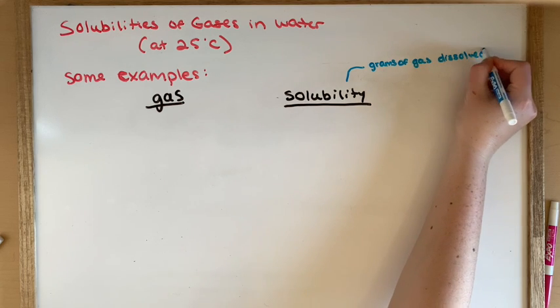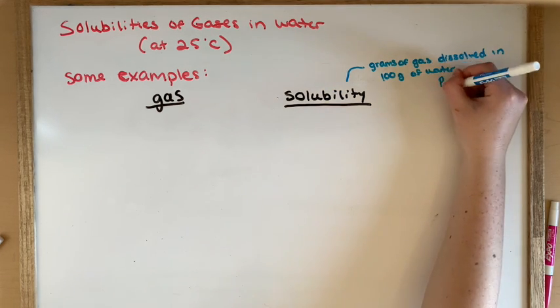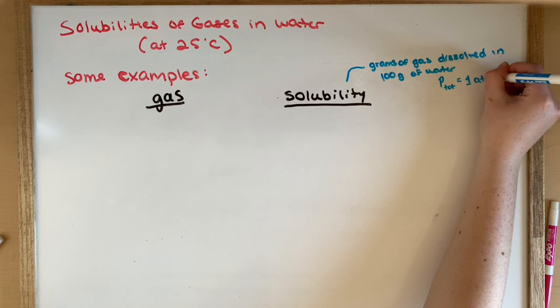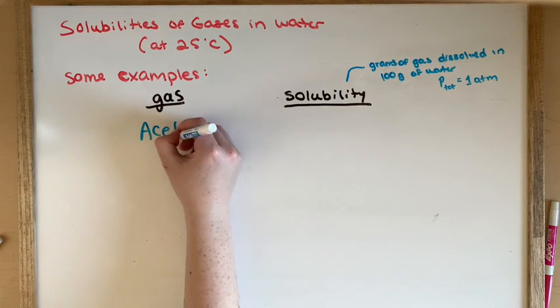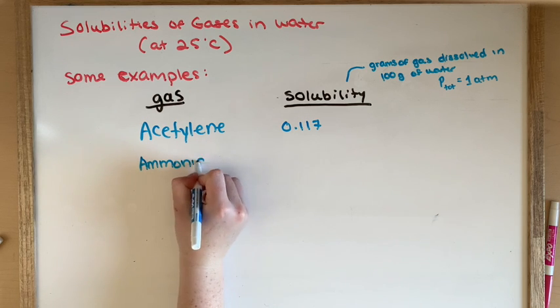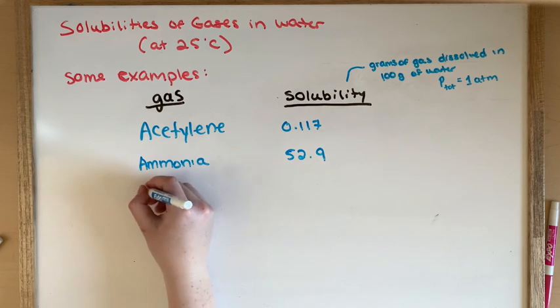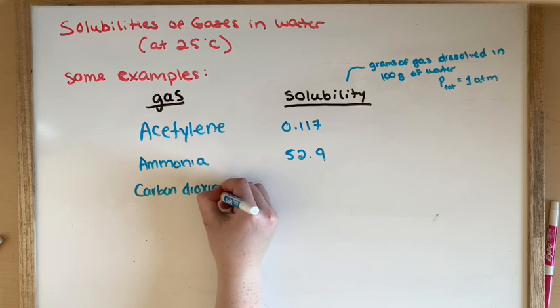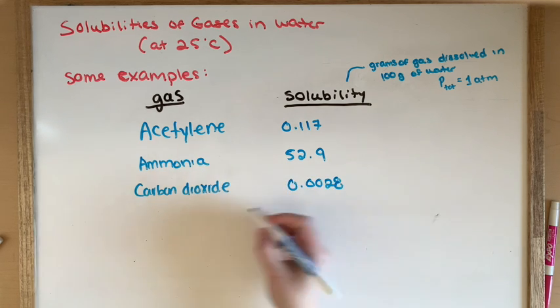Just to further your knowledge on other gases and their solubilities in water, I have a few here. It's grams of gas dissolved in 100 grams of water, and the total pressure is 1 atmosphere. That's how the solubility is measured here. This is from Wired Chemistry, this information. So it's acetylene and ammonia, carbon dioxide, hydrogen, oxygen, and nitrogen.